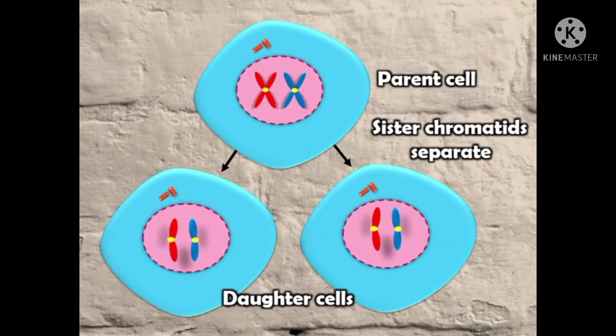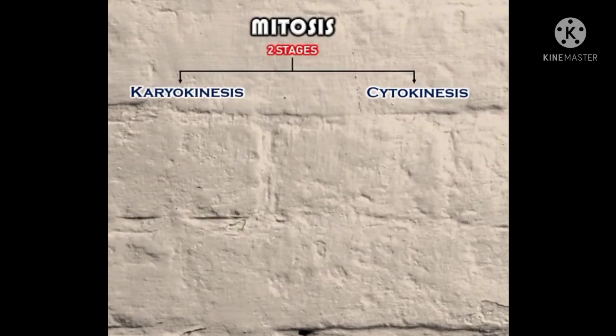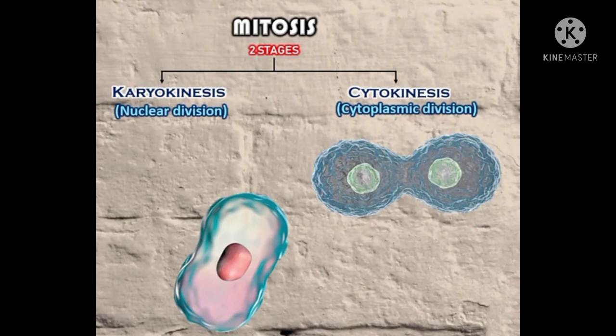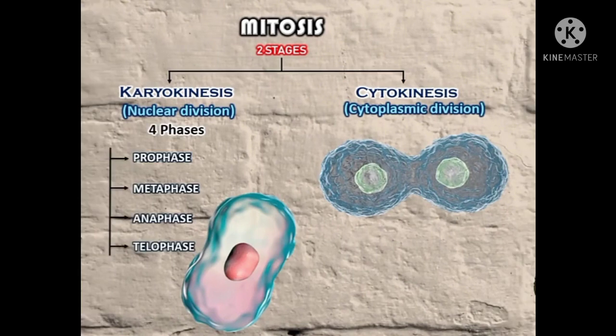Now let's study mitosis. Mitosis takes place in two stages, that is karyokinesis and cytokinesis. Karyokinesis is nuclear division which divides the nucleus in two, and cytokinesis is cytoplasmic division which divides the cytoplasm of the cell. Karyokinesis takes place in four stages, that is prophase, metaphase, anaphase and telophase. Now let's study mitosis in detail.